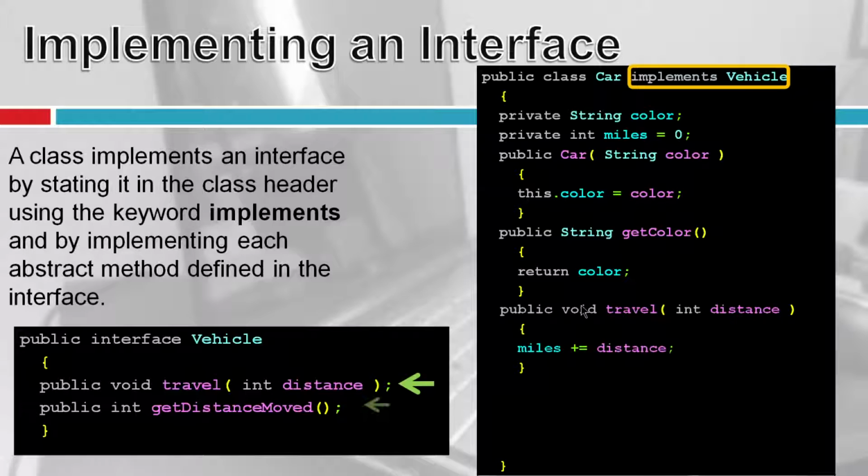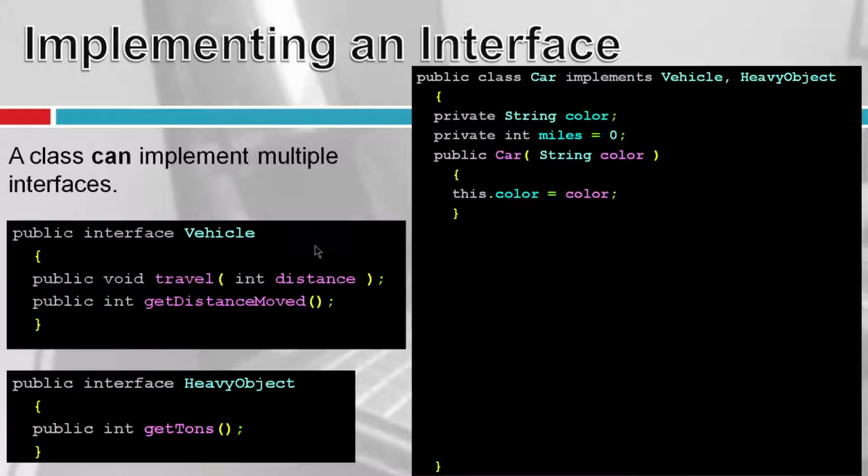Now I also have to implement get distance moved. So here I am returning how much I've moved so far, how much I've traveled, and I'm going to return the value miles. So now this is fully implemented. I'm implementing vehicle. Now if I had left one of these functions off, if I chose to do travel but not get distance moved, it will not compile because it says you've made a contract. You need to implement, put some meat on the bones of both of these functions.